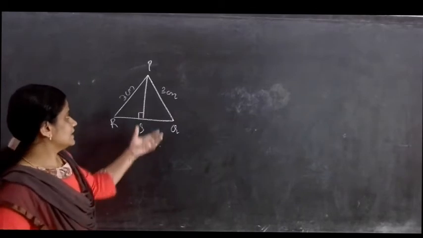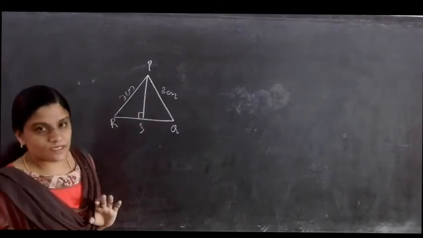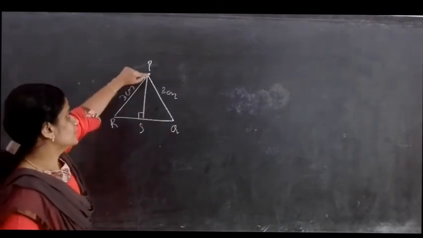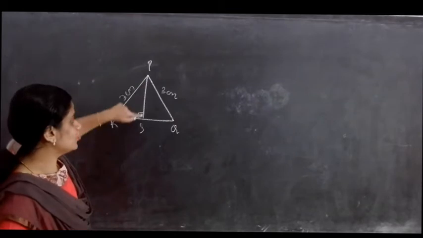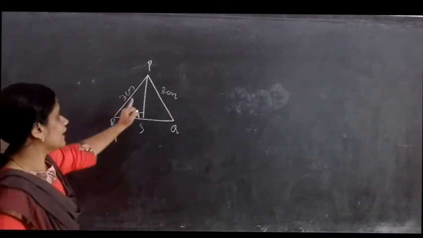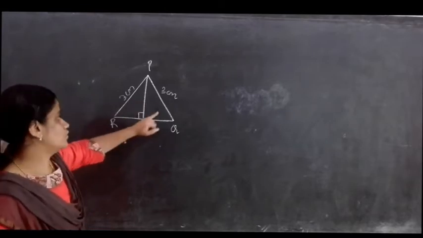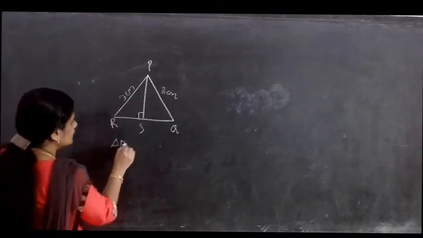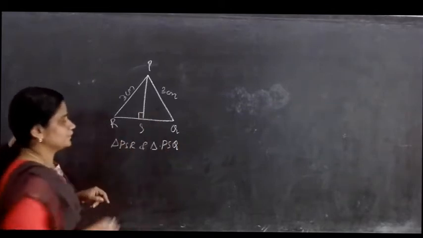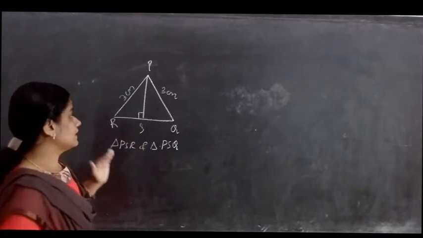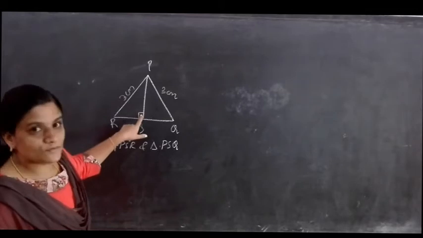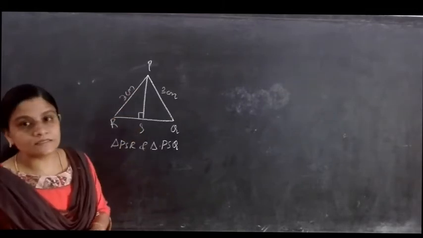Here, PQR is a triangle. This triangle has been divided into two triangles. PS is a perpendicular line which makes 90 degrees. Do we have two triangles over here? Yes, triangle PSR and triangle PSQ. Are they right angled triangles? Yes, it makes 90 degrees on both sides, so we can tell these two are right angled triangles.